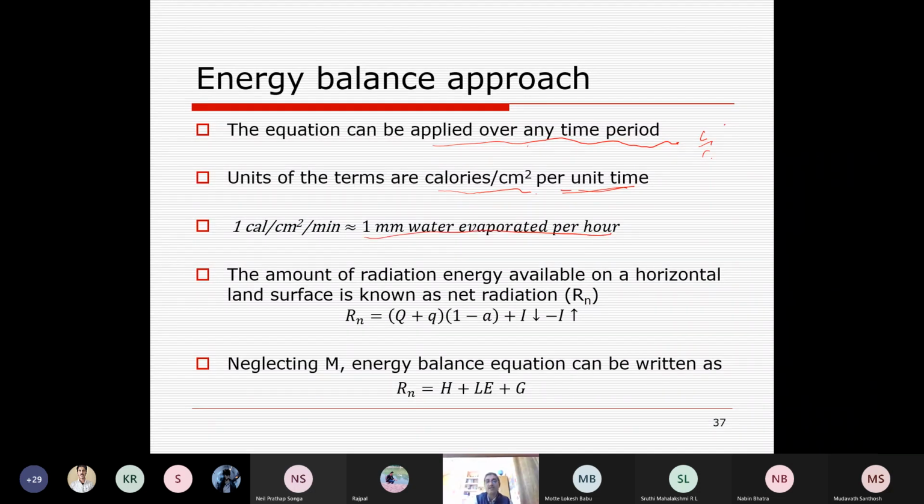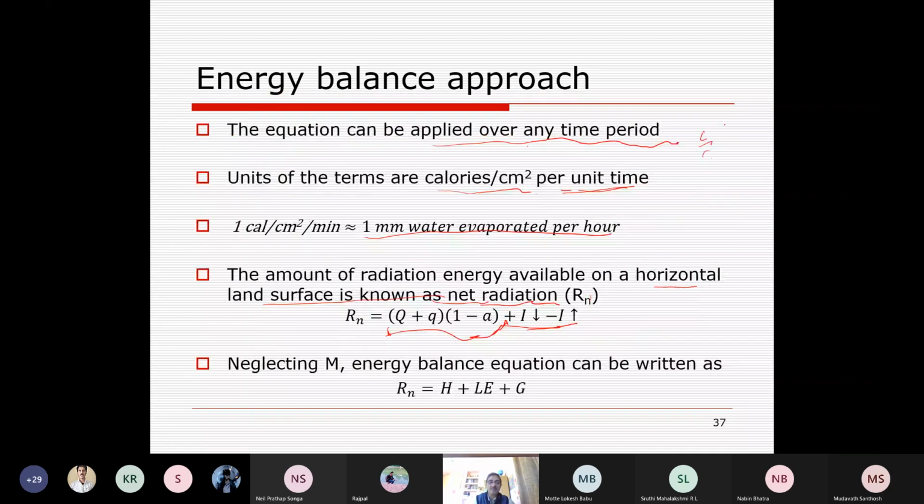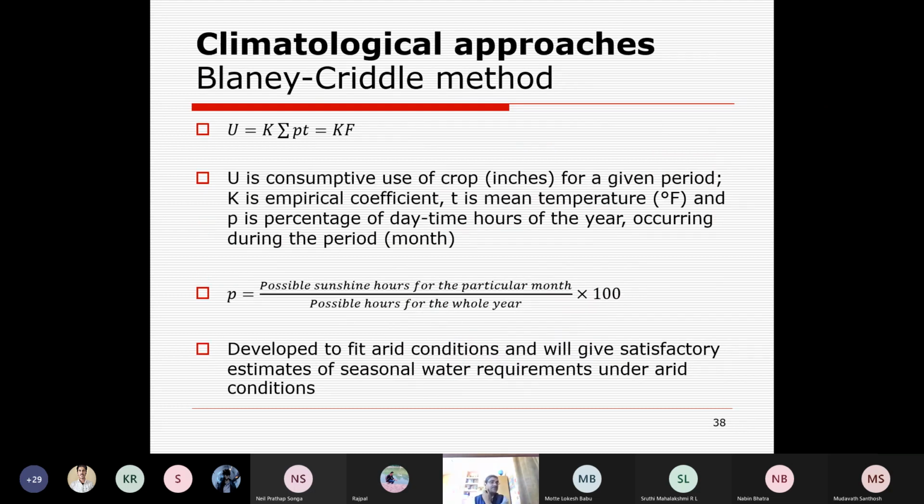The amount of radiation energy available on the horizontal land surface is simply known as net radiation. So it is energy incoming minus outgoing, that is the simple balance after some is absorbed by different conditions, maybe the cloud, just like here, which is absorbed, which is reflected back. So we can make the energy balance, and use the energy balance approach finally to find out the amount of water that is lost because of the available energy from the source. So this is the third approach: measurement by lysimeter, energy balance approach.